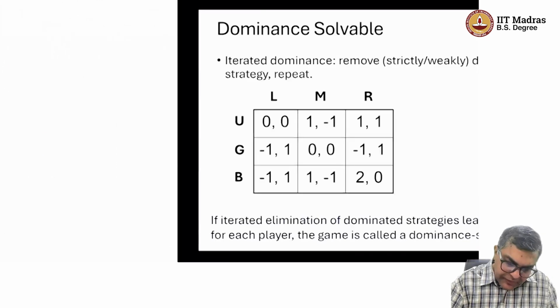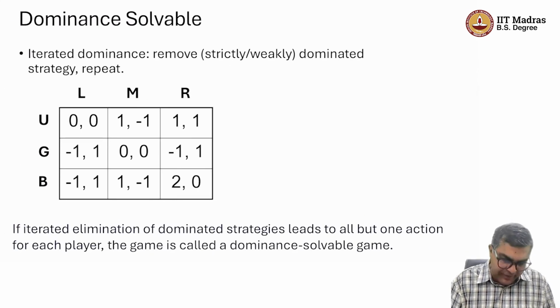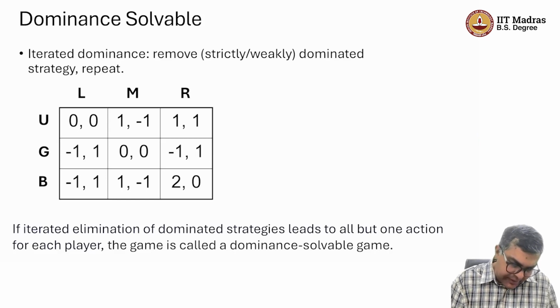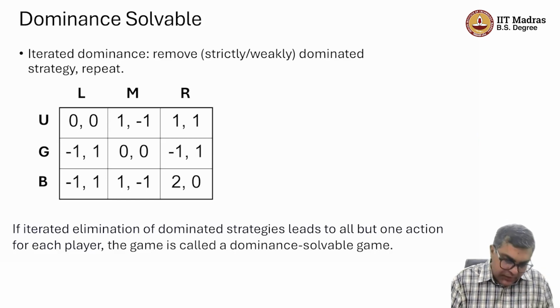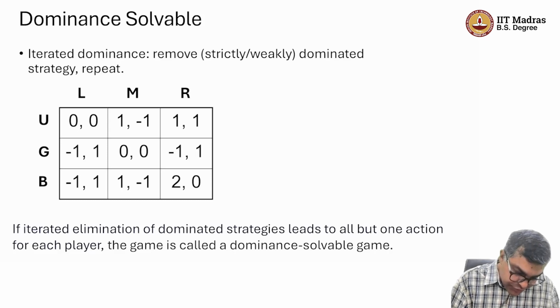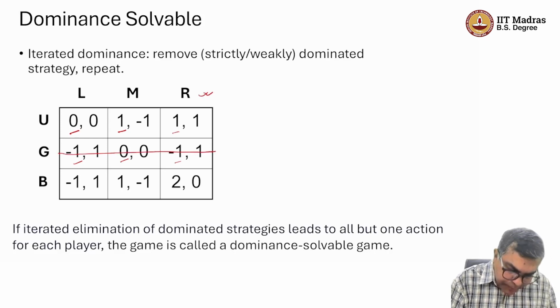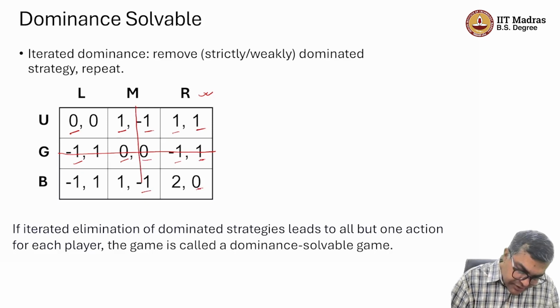Before we proceed, let us also look at this game. What happens in this game? What we have here is that U strictly dominates D. So 0 is greater than -1, 1 is greater than 0, 1 is greater than -1. So this can be removed. And similarly, for player 2, the column player, R dominates M. 1 is greater than -1, 1 is greater than 0, 0 is greater than -1. So this can also be removed.